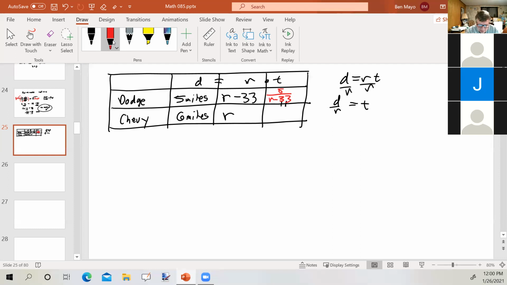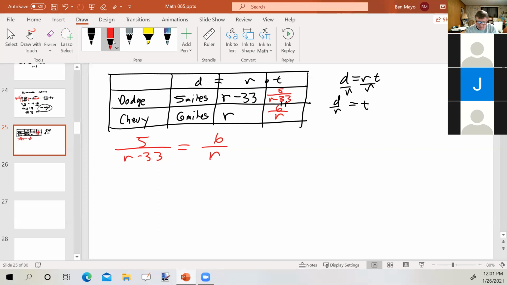We're doing the same thing we did in that table a little while ago. The time for the Chevy is going to be its distance, which is 6, divided by its rate, which is r. But we know that the times are the same. Therefore, 5 divided by r minus 33 equals 6 divided by r. Do you see how we got that equation? Because the times are the same.